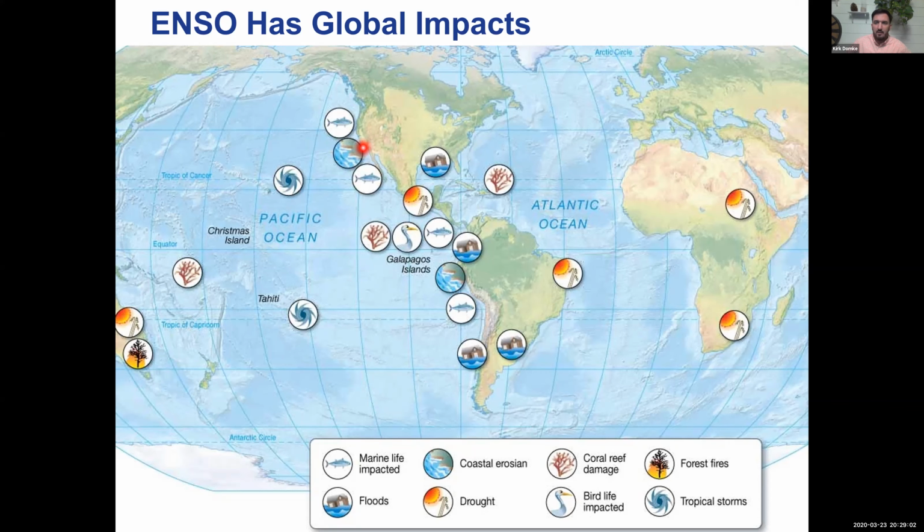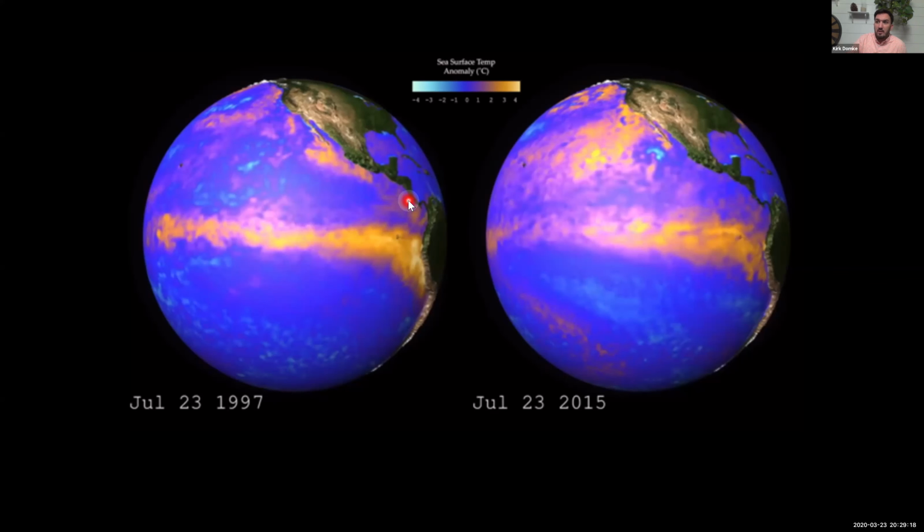This is a comparison of the 1997 El Nino from satellite imagery and the 2015 El Nino. You'll notice one really big difference between the two is that in the Northern Hemisphere in 1997, which was a major El Nino, there wasn't as much warm water up off the coast of the United States and Mexico. But in 2015, we had a huge pool of warm water off the coast of the United States and Mexico.